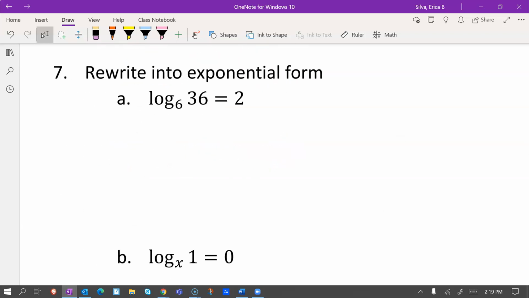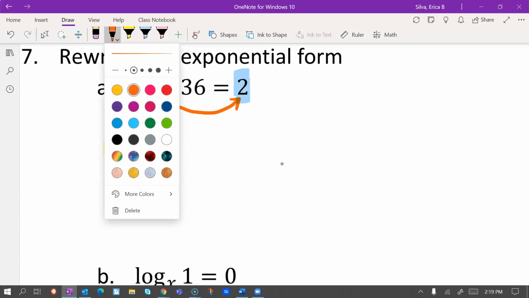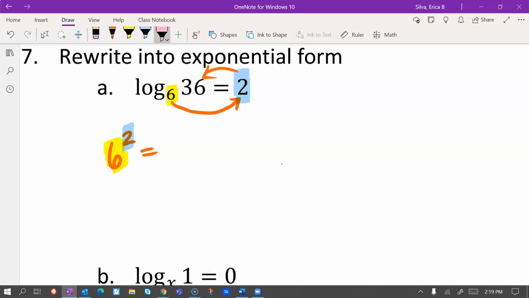This one is rewriting into exponential form. This is what I was doing earlier. All right, we start with our base. My base is 6. And then you just go all the way around. You go to after the equal sign, that's going to be my exponent. And then equals, we go back to the other side of that equal sign, 36. And if they're giving you all numbers, you can even double check. 6 squared is 36, right? 6 times 6 is 36. So that's another way to verify if you get all numbers.